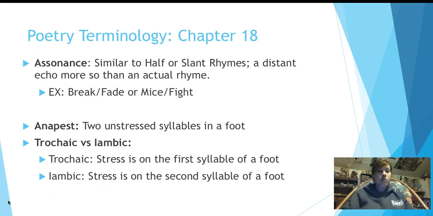All right. Some more terminology with chapter 18. Assonance is similar to half and slant rhymes. It's more of a distant echo. You're really grasping for straws if you're using assonance in your poetry. So for example, break and fade have a very hard A sound. And then mice and fight have a very hard I sound. So those would be uses of assonance. But again, it's not quite rhyming, and it's a grasping-at-straws term in terms of your style.